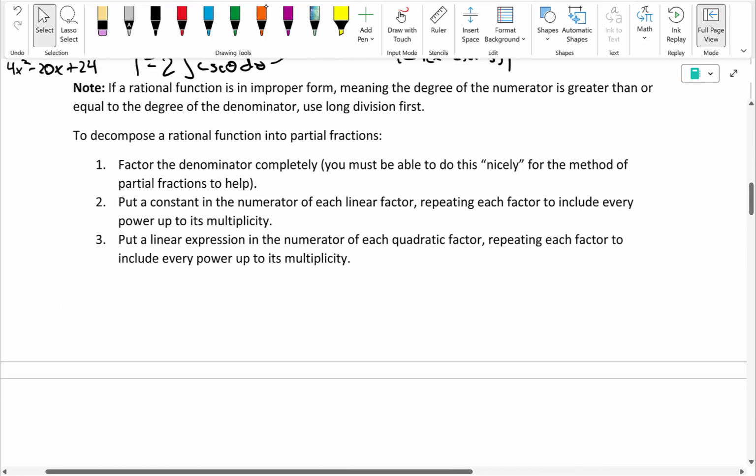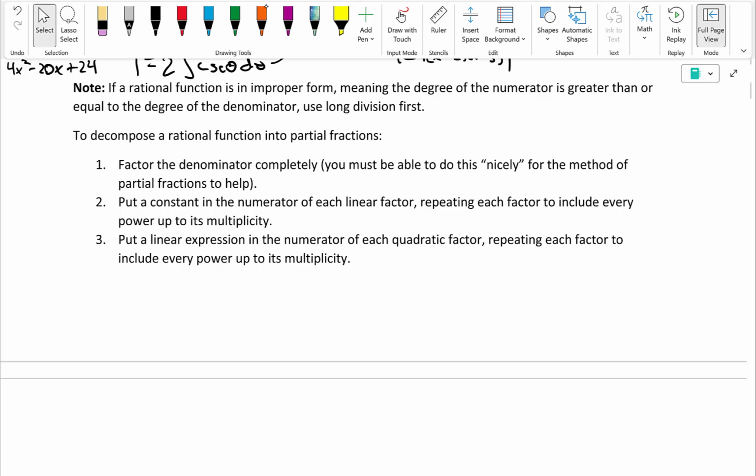All right, so notes. If a rational function is in improper form, meaning the degree of the numerator is greater than or equal to the degree of the denominator, we want to use long division first. That'll get us to a proper fraction or something plus a proper fraction that we can do the decomposition on. And so rules for decomposition: to decompose a rational function into partial fractions, we first factor the denominator completely. You must be able to do this nicely for the method of partial fractions to help.